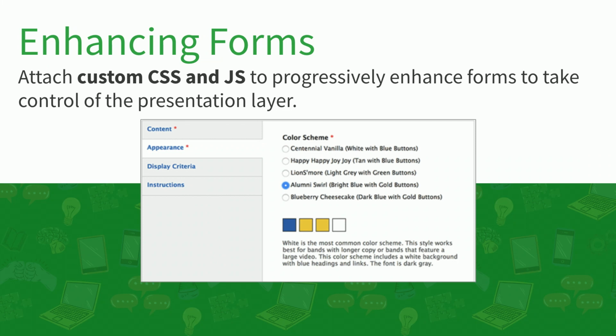So in this case, we used a bunch of ice cream flavors from the local creamery to define the different color schemes of the site. And as you clicked on each select list, we appended this little bit of CSS to the page.